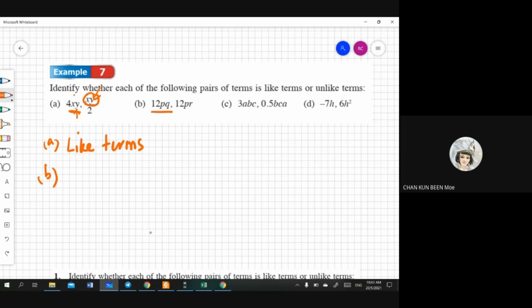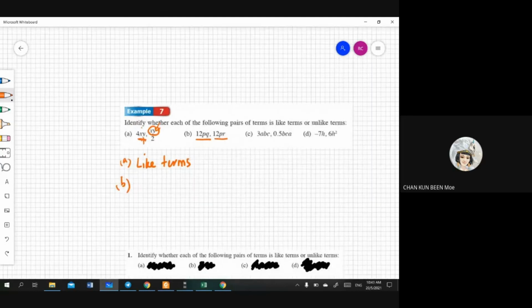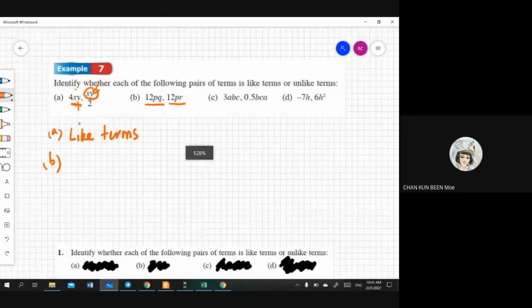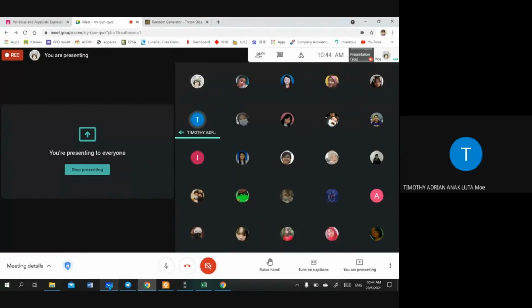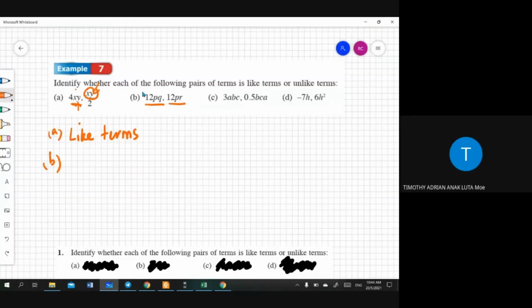12PQ and 12PR. So Timothy, are you ready? We asked Timothy to answer. Timothy, is that like terms or unlike terms? Unlike. Unlike, very good. Thank you, Timothy. So P and P is the same, you can see, but the R is different from the Q. So the variable is different, which means they are unlike terms.